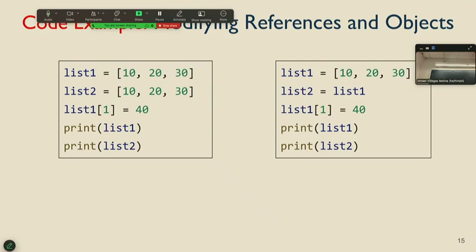Now, list 1 at position 1, we're making it into 40. So what that's saying is, we're going to go look at list 1. We're going to go to the position 1, right here. And we're going to mutate it. We're going to go to that list, and we're going to change that number 20. We're going to take it out, and we're going to get 40, and put it in its place.